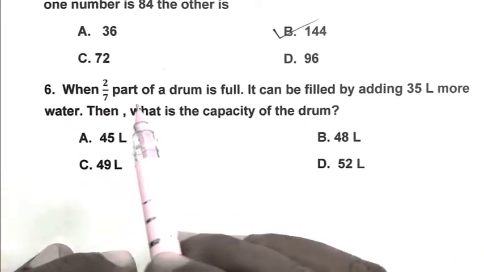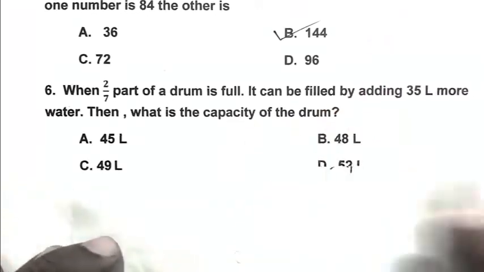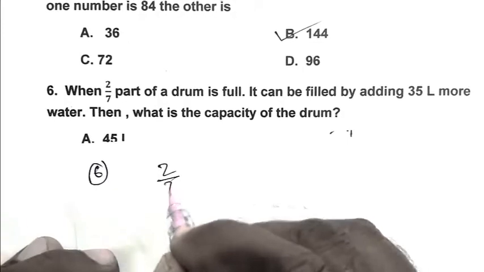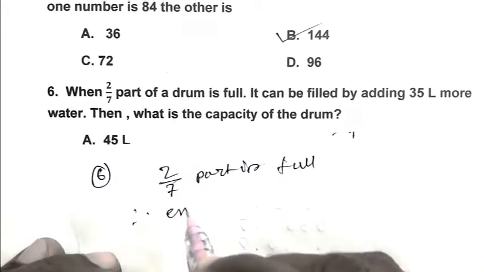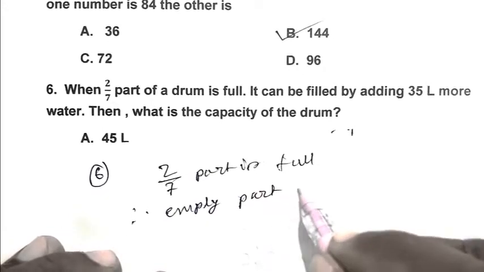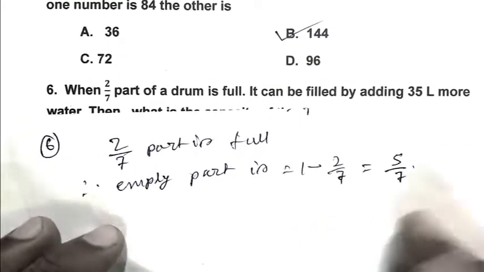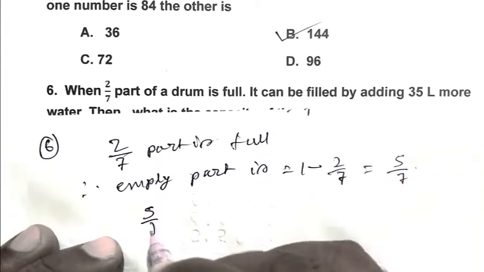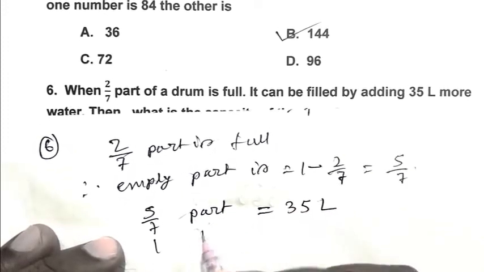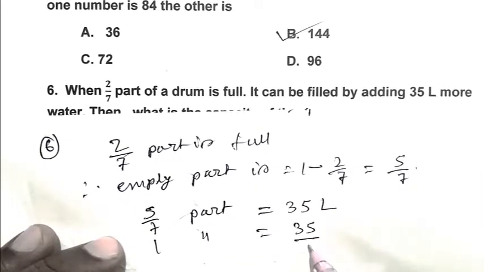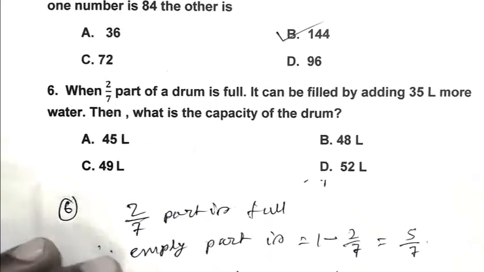Question number 6. When 2/7 part of a drum is full, it takes to be filled by adding 35 liter more water. Then what is the capacity of the drum? So friend, 2/7 part is full. So therefore empty part is 1 less 2/7, so 5/7. So according to questions, 5/7 part equal 35 liter, 1 part equal 35 multiplied by 5/7, that is 49 liter. So friend, C is the right answer.